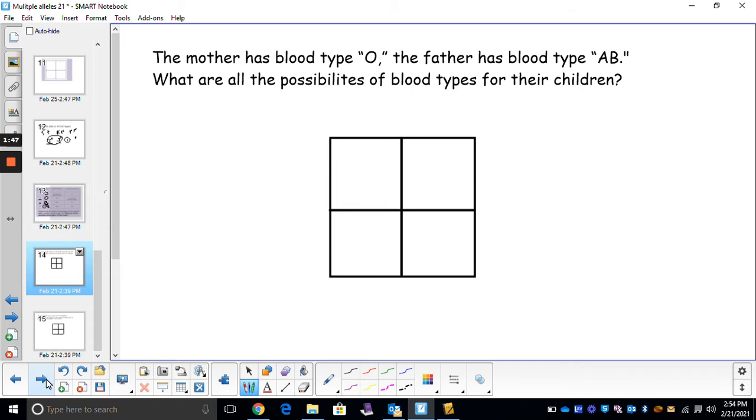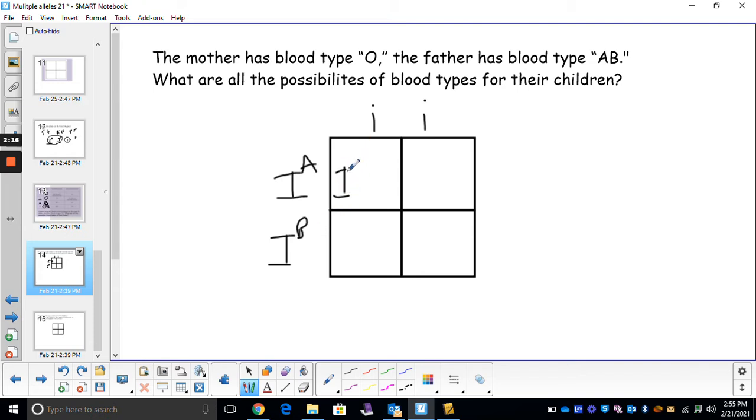A quick problem to help us explain how that works. The mother has blood type O. Well, she would have to be two lowercase i's for her genotype. That's the only way we could have blood type O. The father is blood type AB. Well, that means he has to have one A allele and one B allele. And notice how I write those. If it's an A allele, it's dominant. B allele, it's dominant. Capital letters for those.